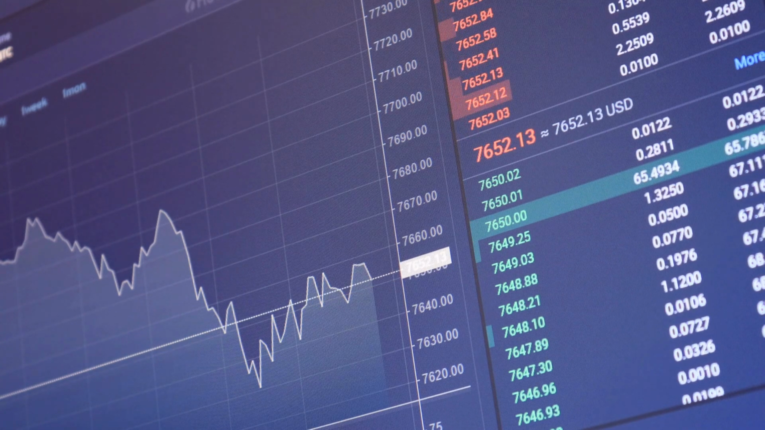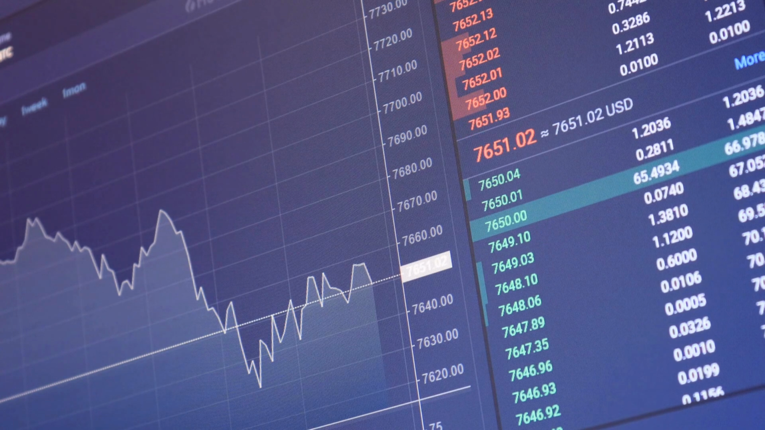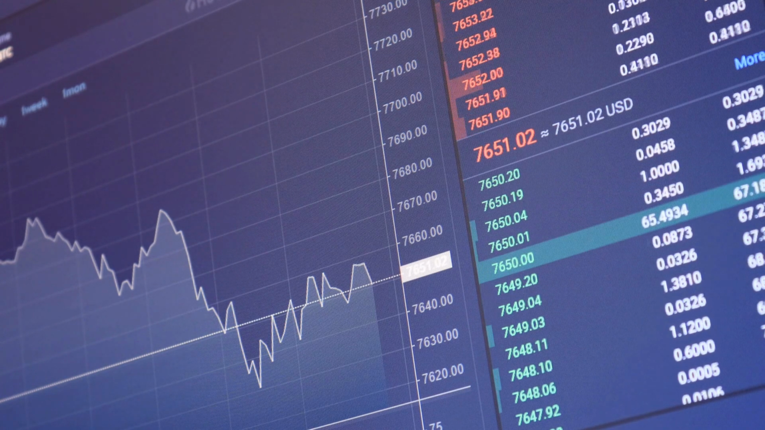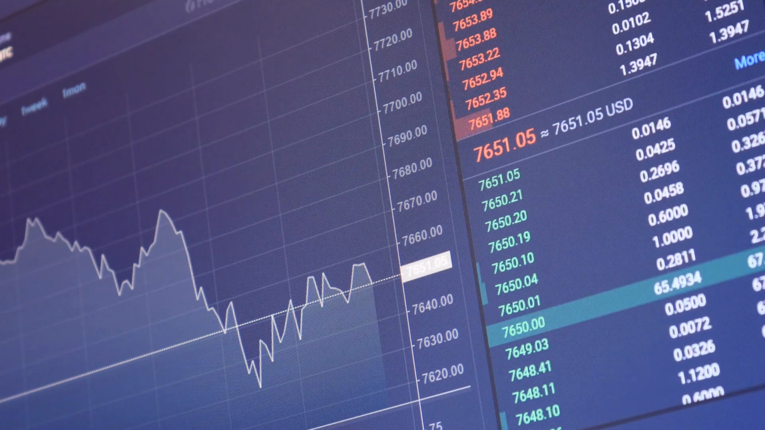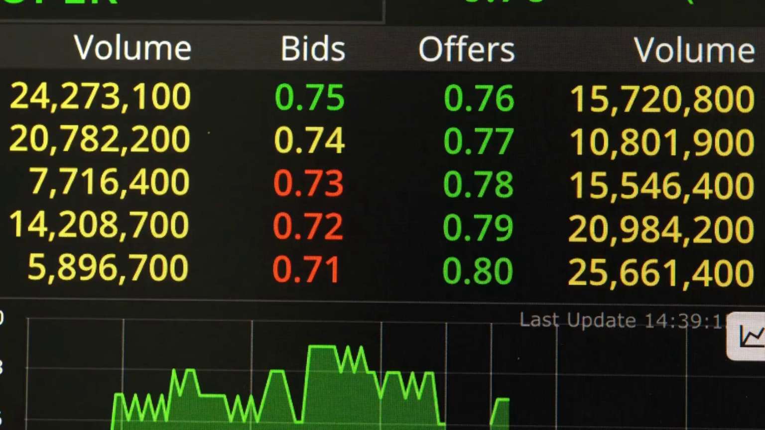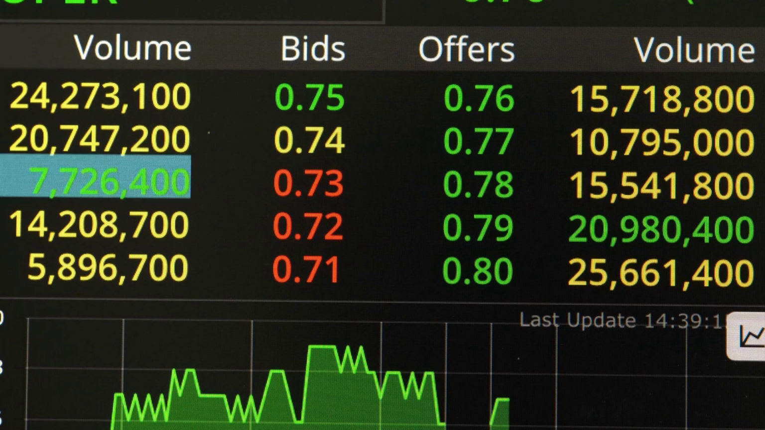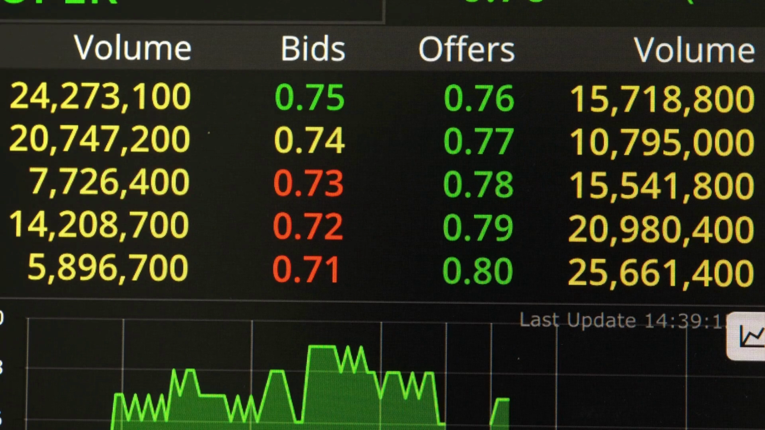How bid and ask prices affect your trades. Opening a trade: if you want to buy a currency pair, you'll do it at the ask price. If you want to sell a currency pair, you'll do it at the bid price. Closing a trade: when you close a buy position, the relevant price will be the bid. When you close a sell position, the relevant price will be the ask.